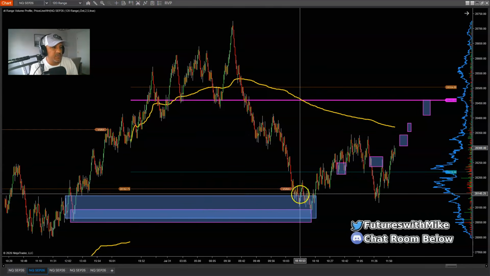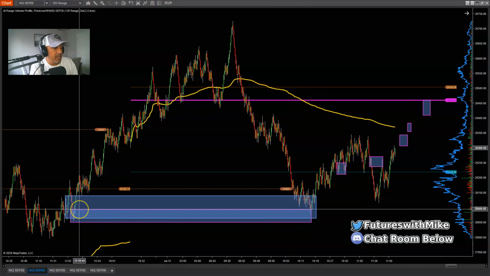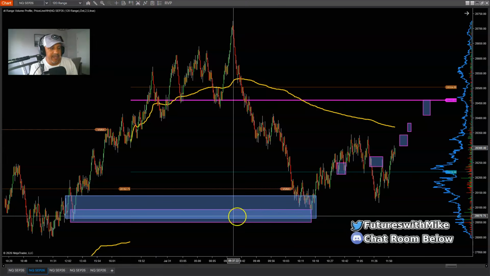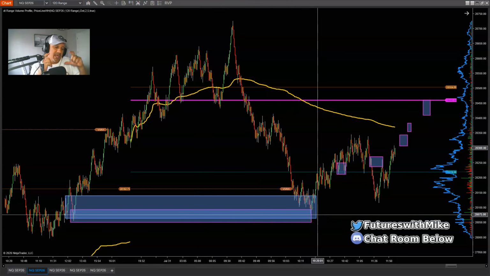And if you notice, as it retraces down and taps into the zone here, we also have a 120 range demand zone right here, that magenta outline box right there. So we've got zone confluence there. This is what I talk about within that free PDF that I can send you.